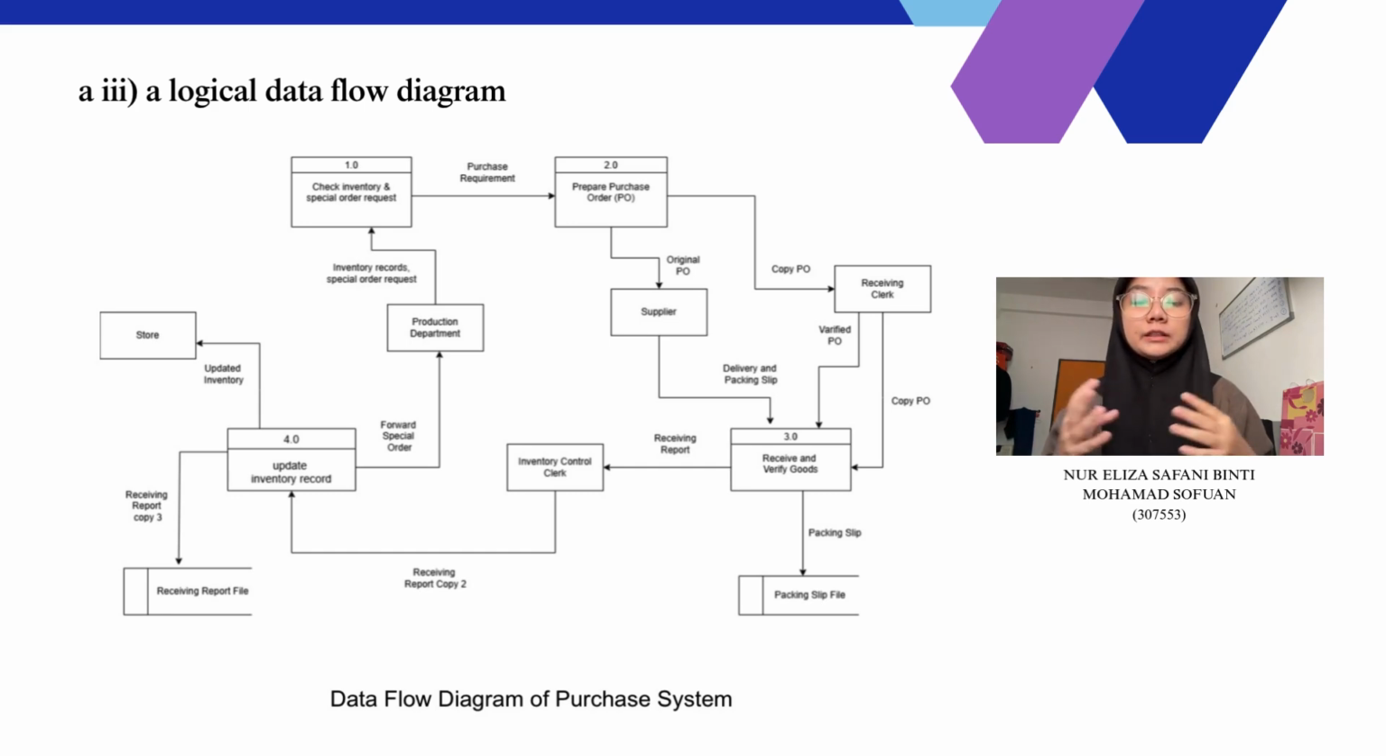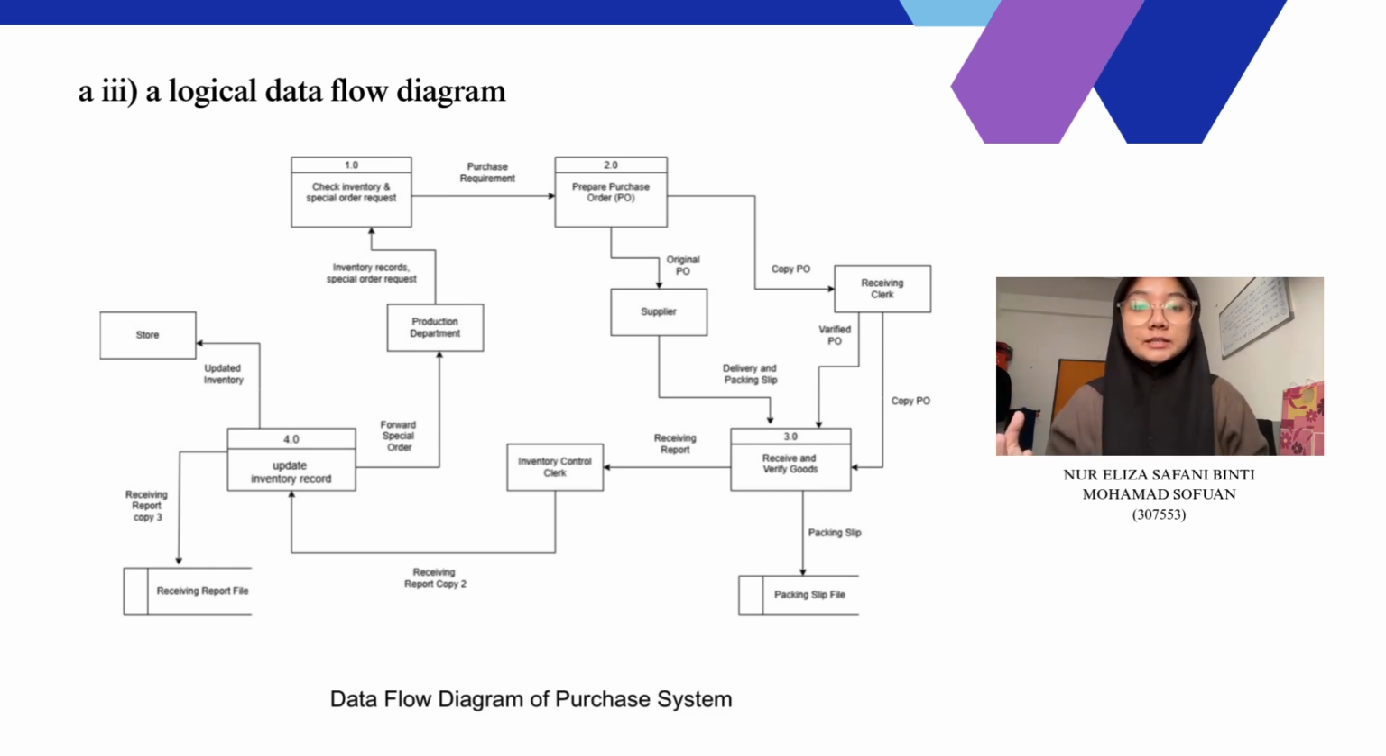So, if the items are required, a purchase order is prepared, and then the original purchase order is sent to the supplier, while the copy is forwarded to the receiving clerk for reference. And then process number 3 is receive and verify goods.